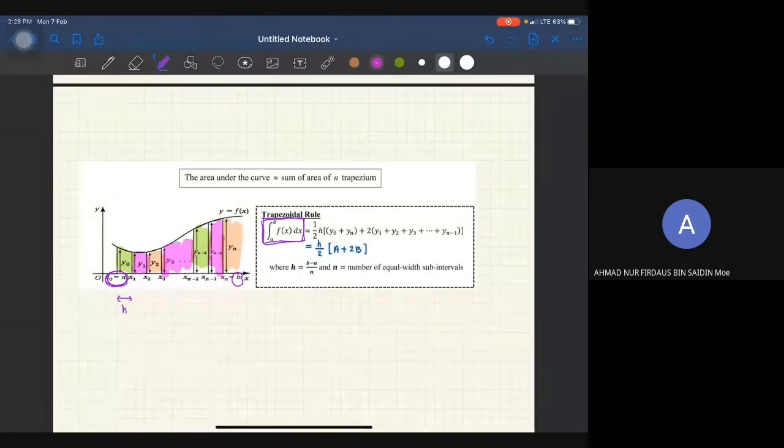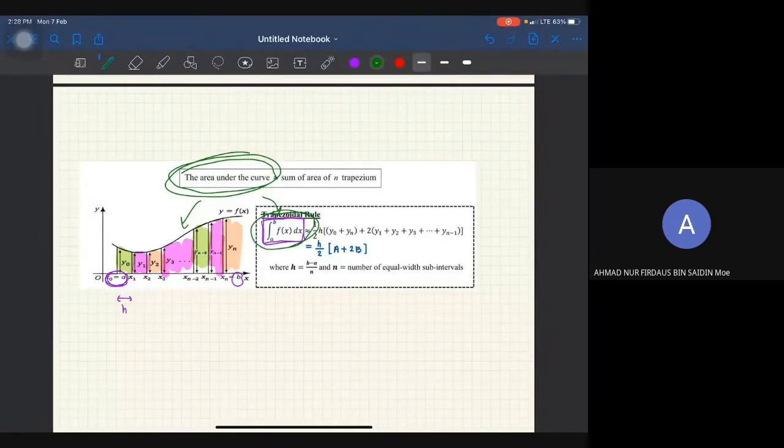Okay, so bila kita tambahkan semua ni, kita akan dapatlah apa yang kita nak. Apa yang kita nak sebenarnya adalah this one. Area under the curve. Ni. Which is this one. Yang ni. Okay, sampai situ. Boleh faham tak? Hello? Boleh faham tak? Masih proses ke? Boleh. Okay, so sikit lagi.